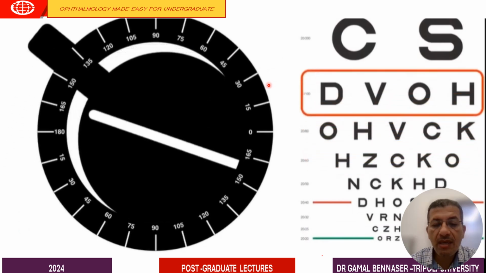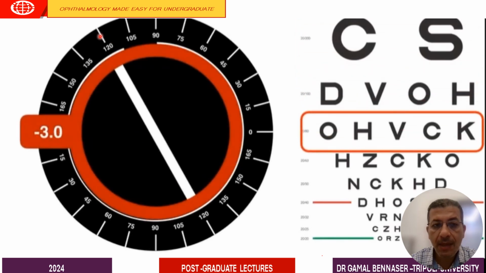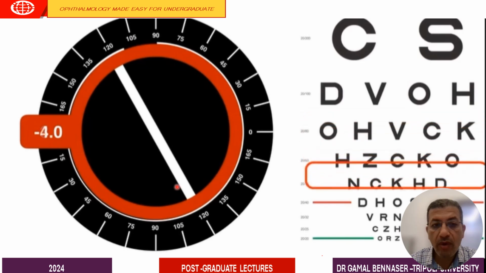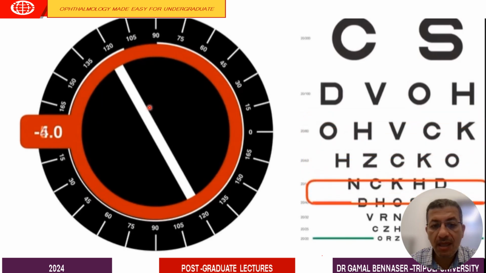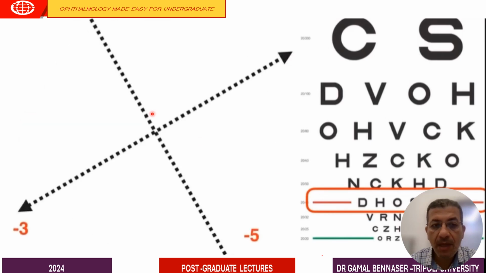That's 30 degrees. Now the next step is that we rotate the stenopaeic slit 90 degrees, perpendicular to the first meridian, so it will be 120 degrees, and do the same thing, starting from where we ended. We ended at -3, so we start with -3, then -4, then -5, and determine the best visual acuity in the other principal meridian. So we determine the best power in the 2 principal meridians. We have -3 diopter sphere at the 30 degree meridian and -5 at the 120 degree meridian.